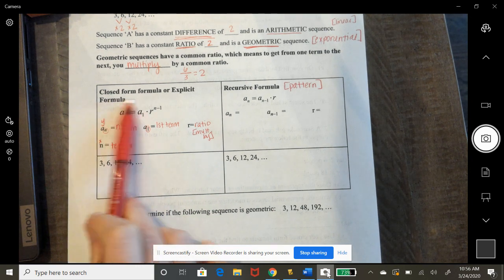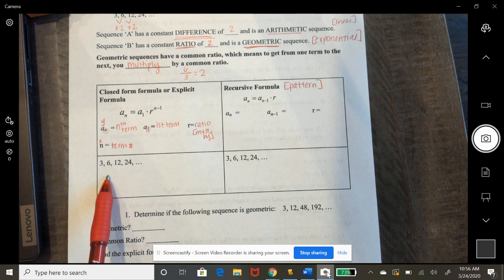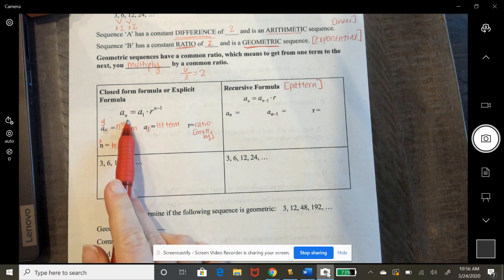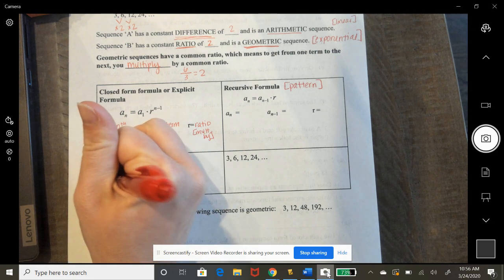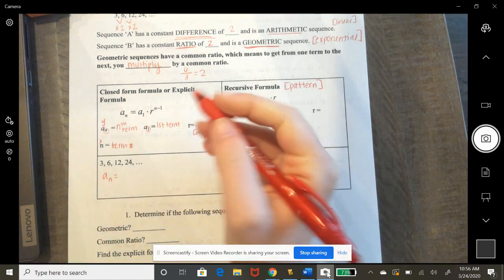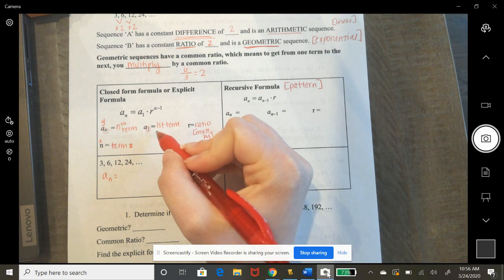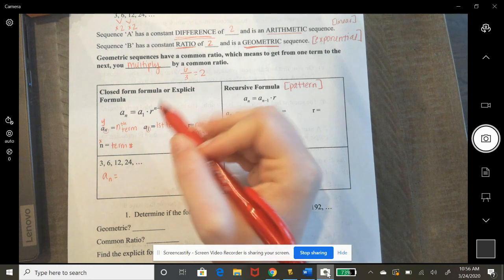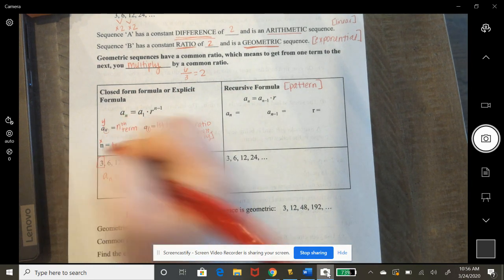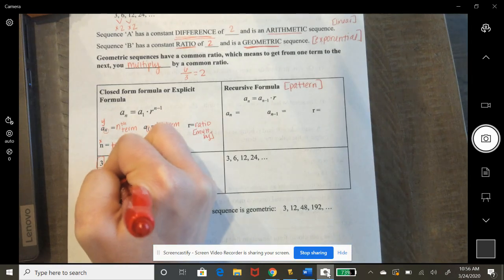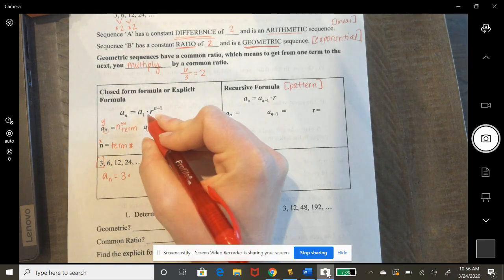But we're going to find the closed form formula for that sequence we had up at the top. So 3, 6, 12, 24. Okay, so a_n, we don't plug anything in for that. That's like your y equals. So a_1, we need to find our first term. So that's basically just the first number in your sequence. So that's the 3.